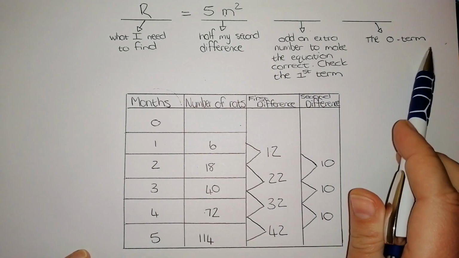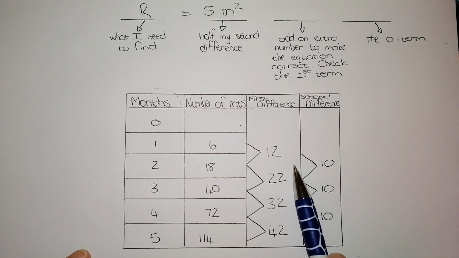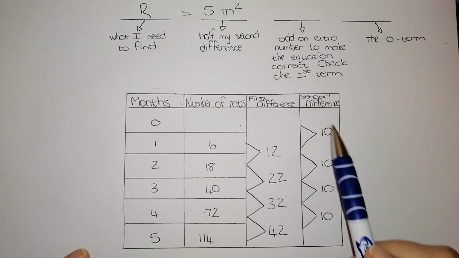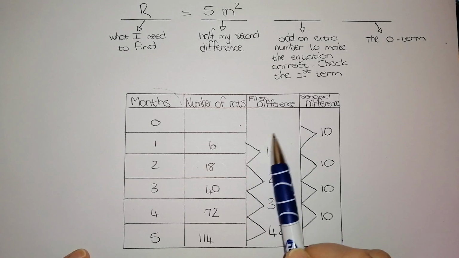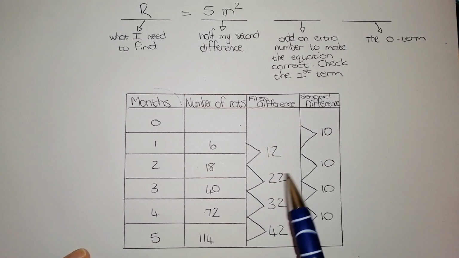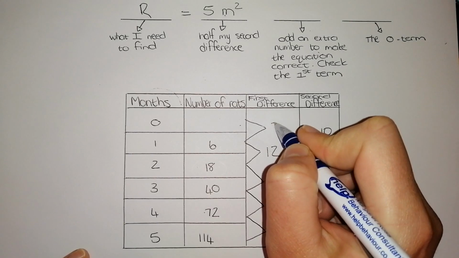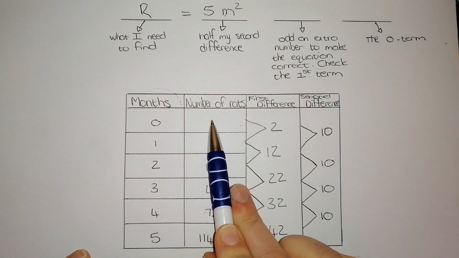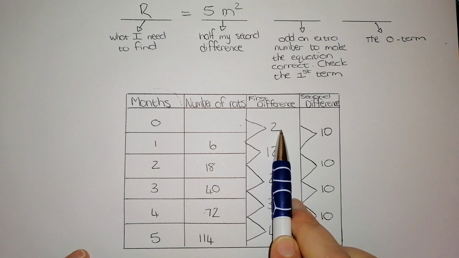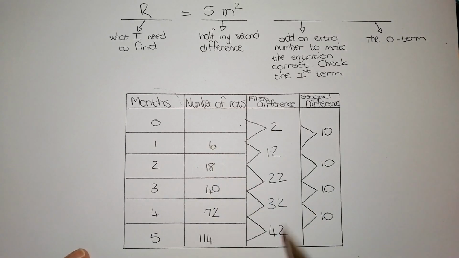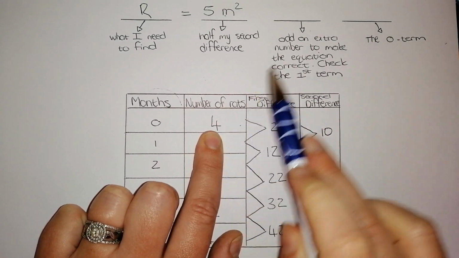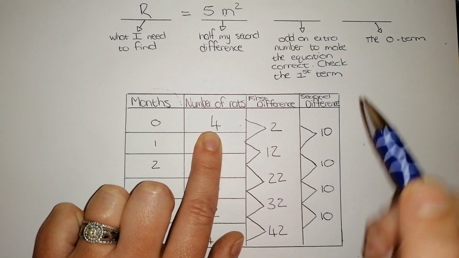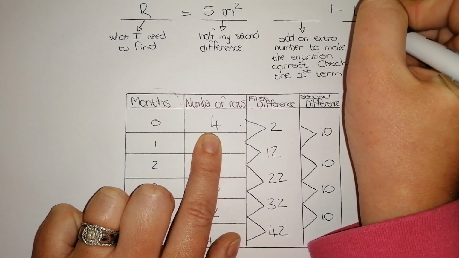Next thing we need to find is the zero term. The way we do that is we need to work backwards to find the zero term. We know that the second difference is always 10. So the first difference has to be 10 less than 12, and 12 minus 10 is equal to 2. And then to find the zero term has to be 2 numbers less than 6. So 6 minus 2 is equal to 4. I now know that my zero term is 4. Therefore, I need to put it right at the back there with the same symbol. So it's going to be plus 4.